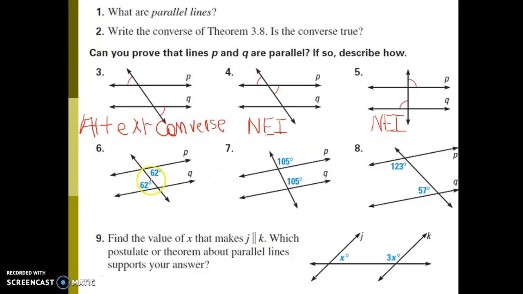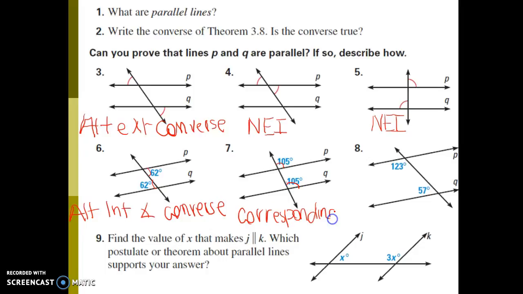Number 6, we have a pair of alternate interior angles, 62 and 62, which means they're both congruent. So this would be the alternate interior angle converse. Number 7, we have 105 up here, 105 down here. These are corresponding angles. We're shown that they are congruent, so this would be the corresponding angle converse.